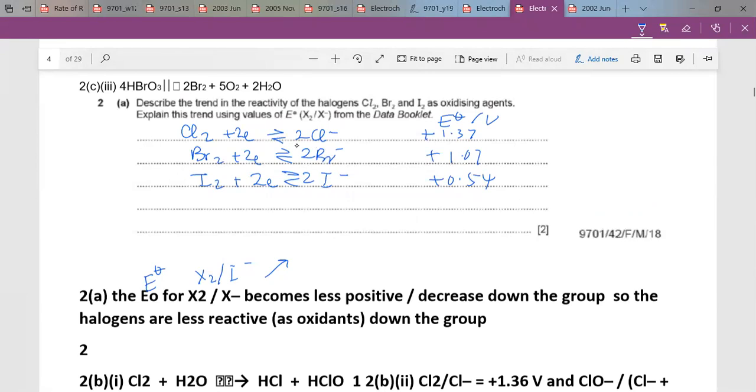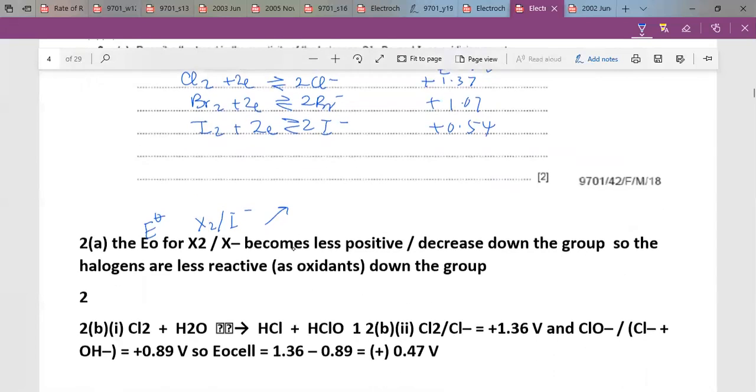Now there's another similar question that came up in '18, quite recent, January, February. Describe the trend in reactivity of the halogens, Cl2, Br2, as oxidizing agents. Explain this trend using the data. So quote this one here. Now see, this marking scheme, I cut and pasted, not very good here. So E naught becomes less positive down the group. You must quote it, one mark, then say down the group it becomes less positive, therefore less powerful as an oxidant. So two points here: quoting is one point, and down the group less positive, therefore less powerful as oxidants. Two marks, very common.